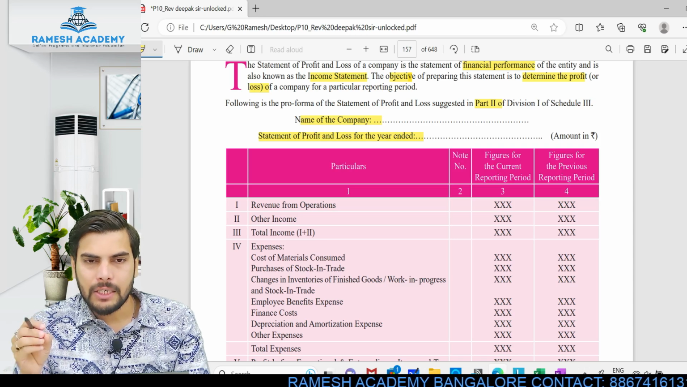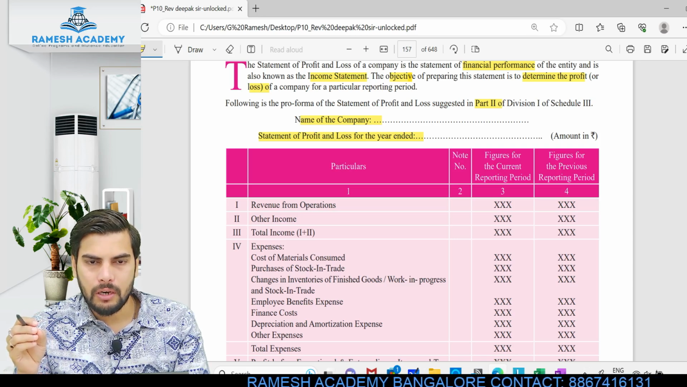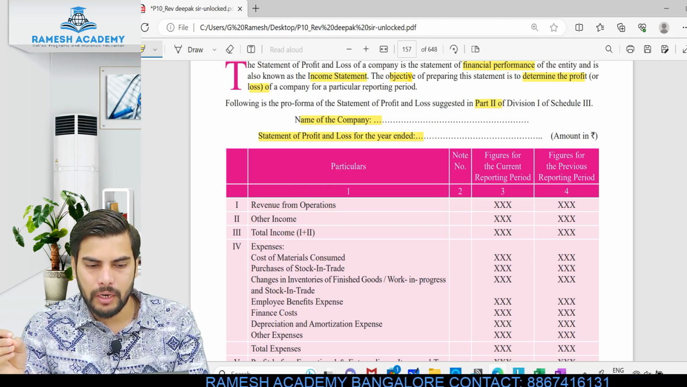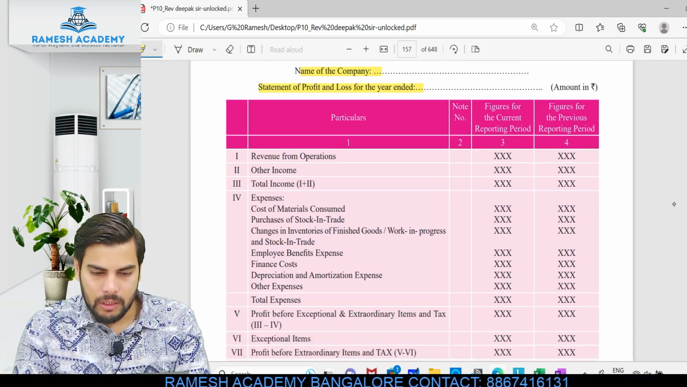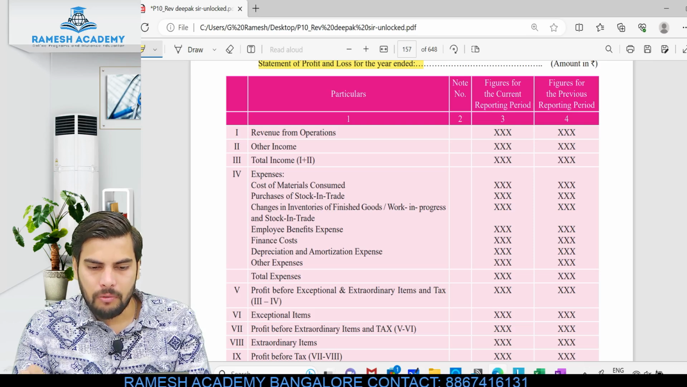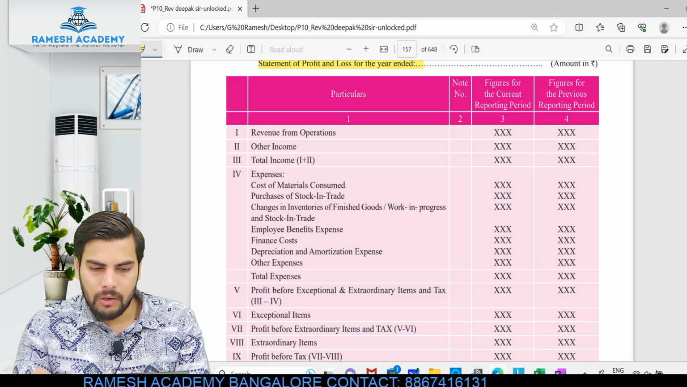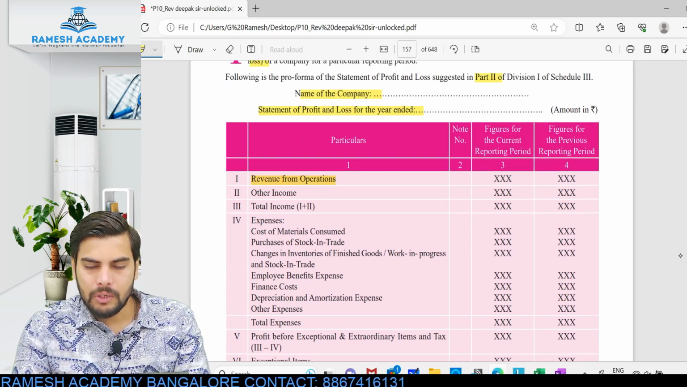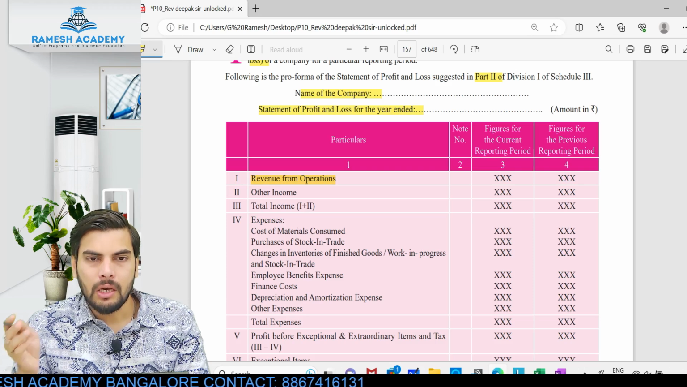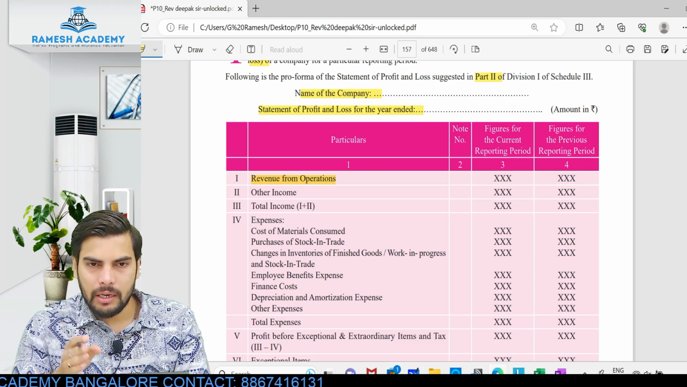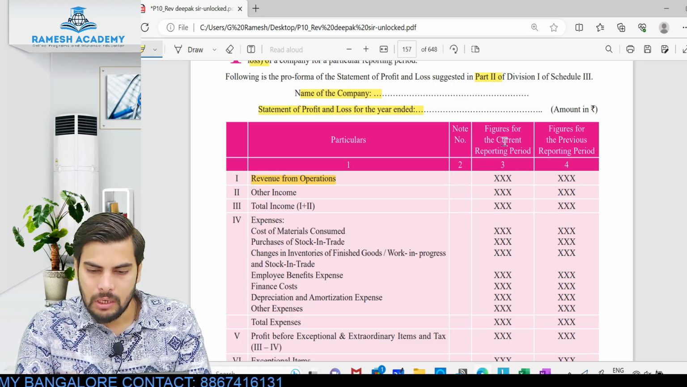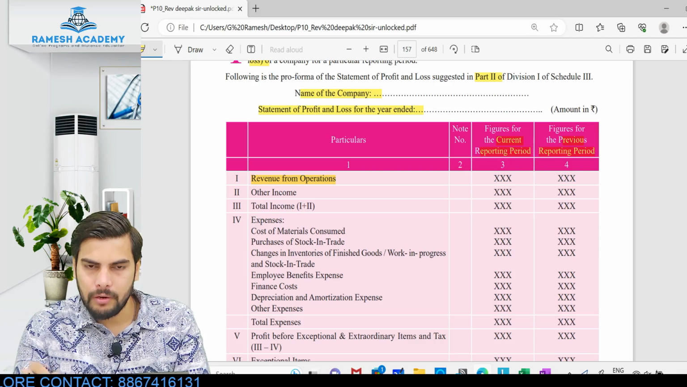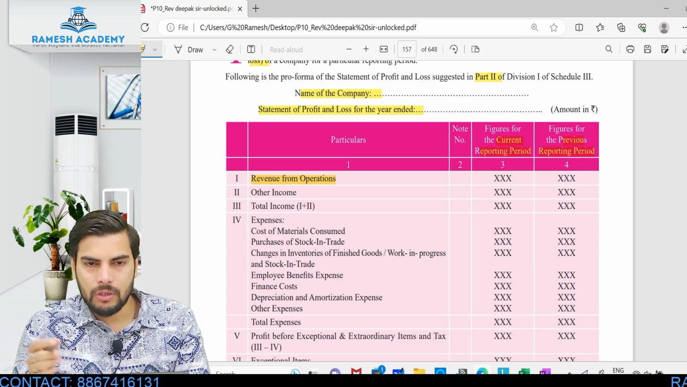Okay, balance sheet will always be using this particular term, balance sheet as on so and so date. So let's have a look at this. When it comes to statement of profit and loss, they have given you the format. Look at this: revenue from operation. As I told you, you will be having the figures for the current year as well as previous year. Look at this: figures for current reporting period, figures for previous reporting period, so that it is easy for the user to compare.